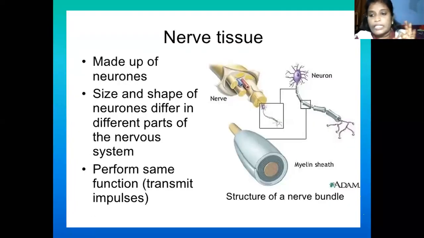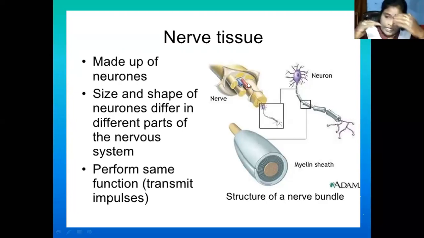The third type of animal tissue is called nervous tissue. The nervous tissue is made up of neurons. See in this diagram also, ma'am. This is a neuron diagram, ma'am. Made up of neurons.